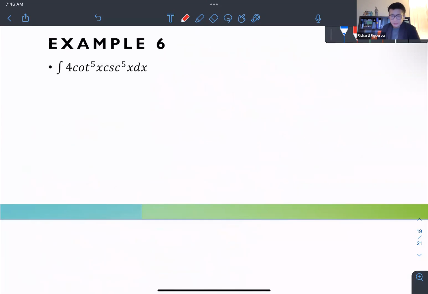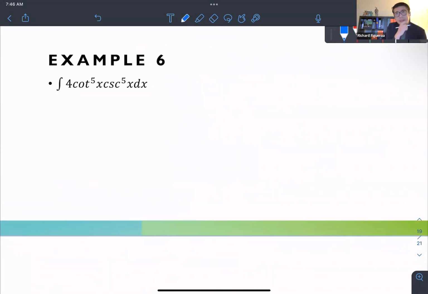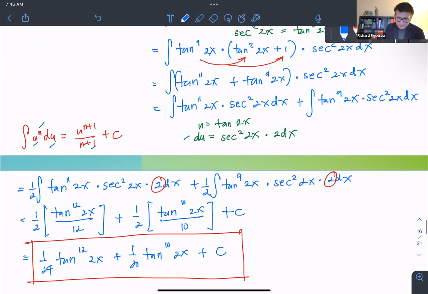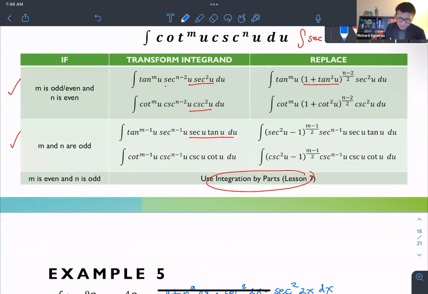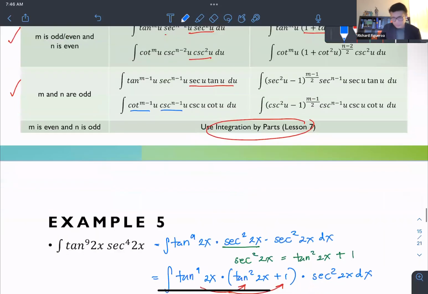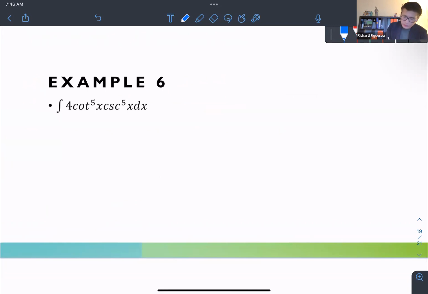So when both are odd, ganun din yung gagawin natin. Anyway, when both are odd, we subtract 1 on both. So magsusubtract tayo ng 1 sa cotangent, magsusubtract tayo ng 1 dun sa cosecant. And then, ang papalitan natin is the, mamaya na lang. So we have, this is equal to 4.